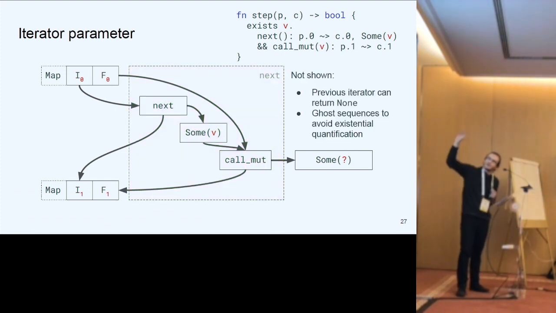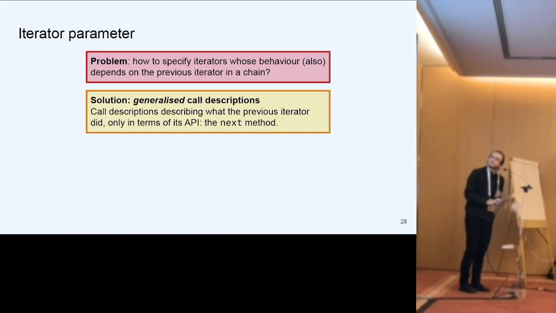What we're not showing is that, of course, the previous iterator can return none. This is just some kind of match that we need in the predicate. And that in the actual implementation, we also avoid this existential quantification with something called ghost sequences, just for better automation. More details in the paper. So our problem in the third case was how to specify iterators with iterator parameters, and for this we generalized this previous concept of call descriptions to talk about more general APIs.